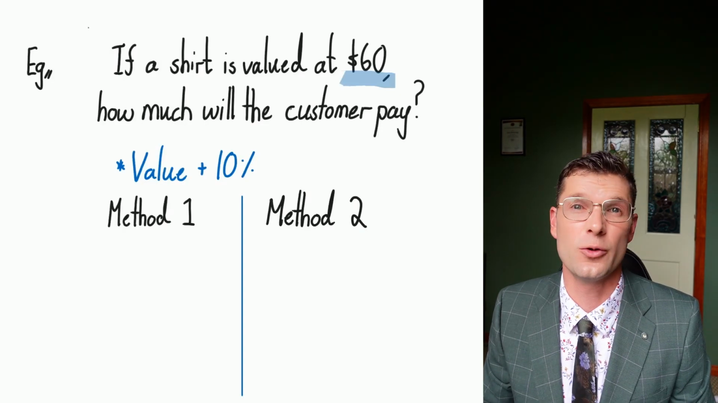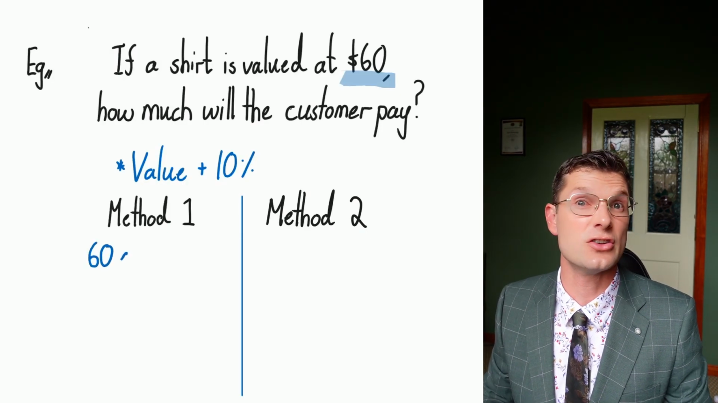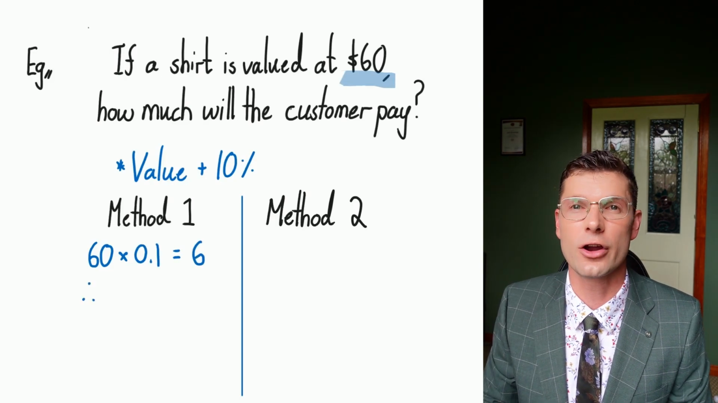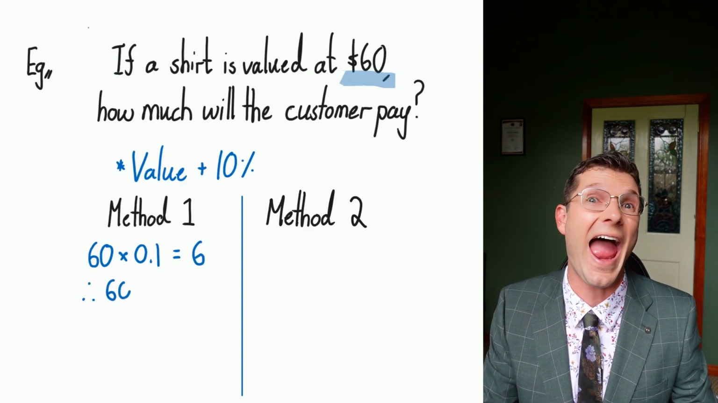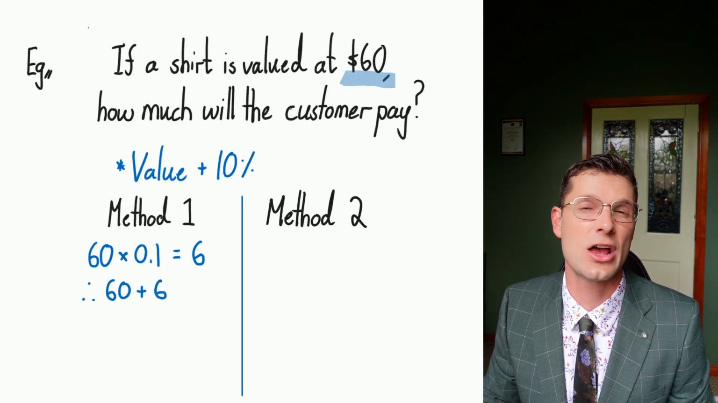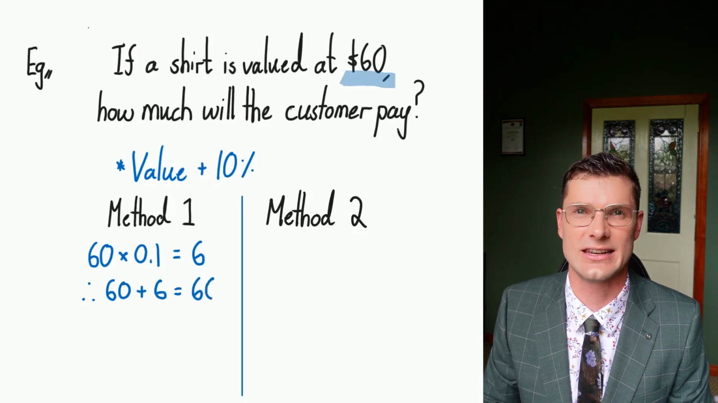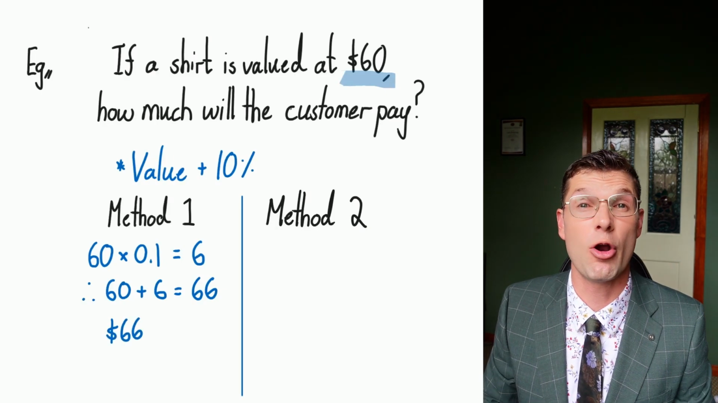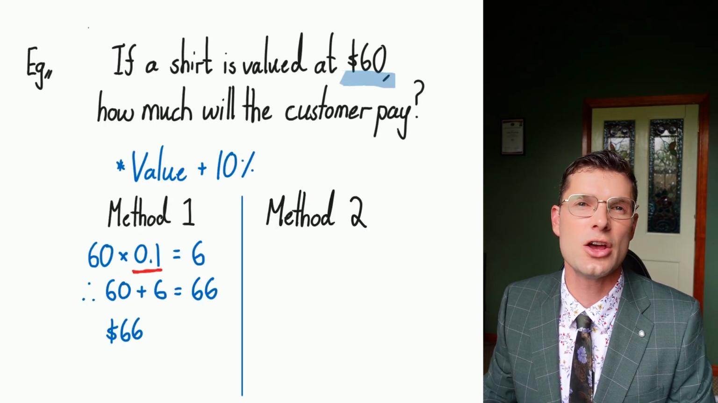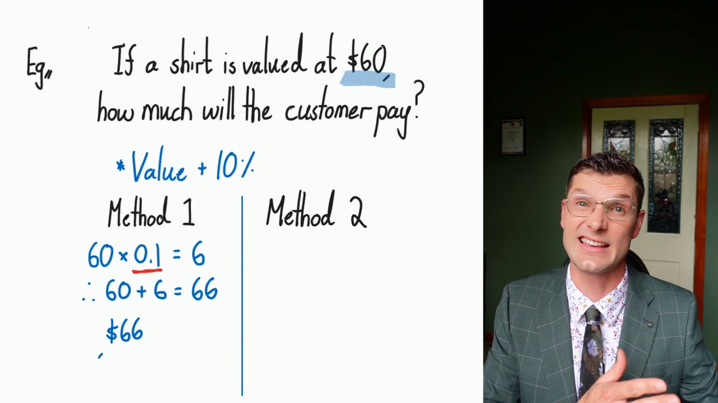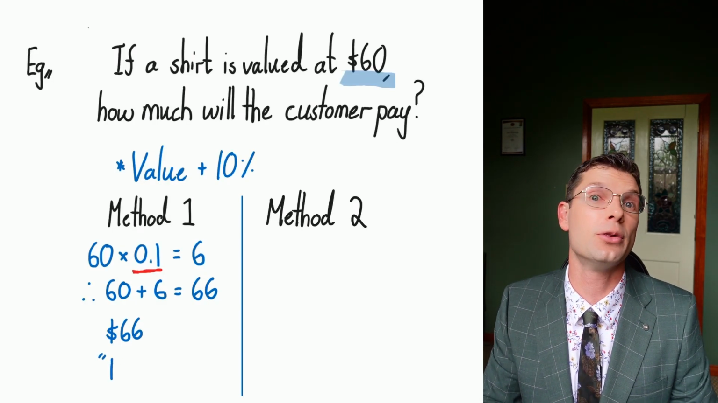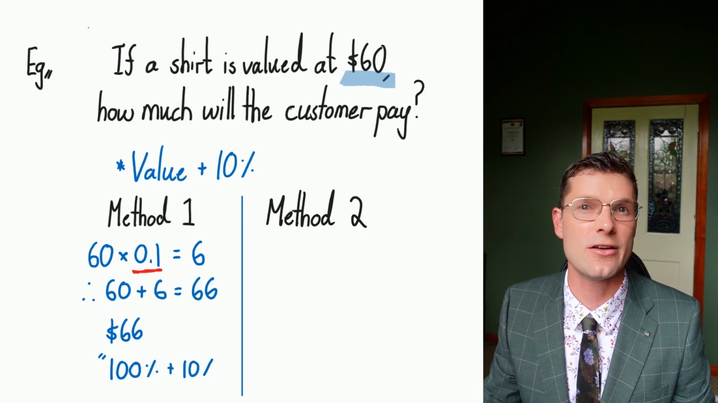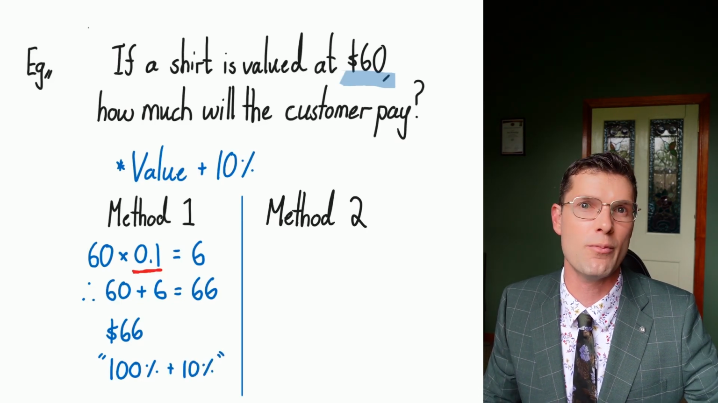The first method, method one, is to find 10%. So 60 times 0.1, which is equal to 6. And then all I've got to do is take the original value and then add on that 6. So the total price is going to be $66. 60 for the business, 6 for the government. Just remember that 0.1 is the same as 10%. So what you can kind of think about it is like there's the 100%, the 60, plus 10%, which is the 6. So I'm finding 110% of the original value. So a little bit more cash.